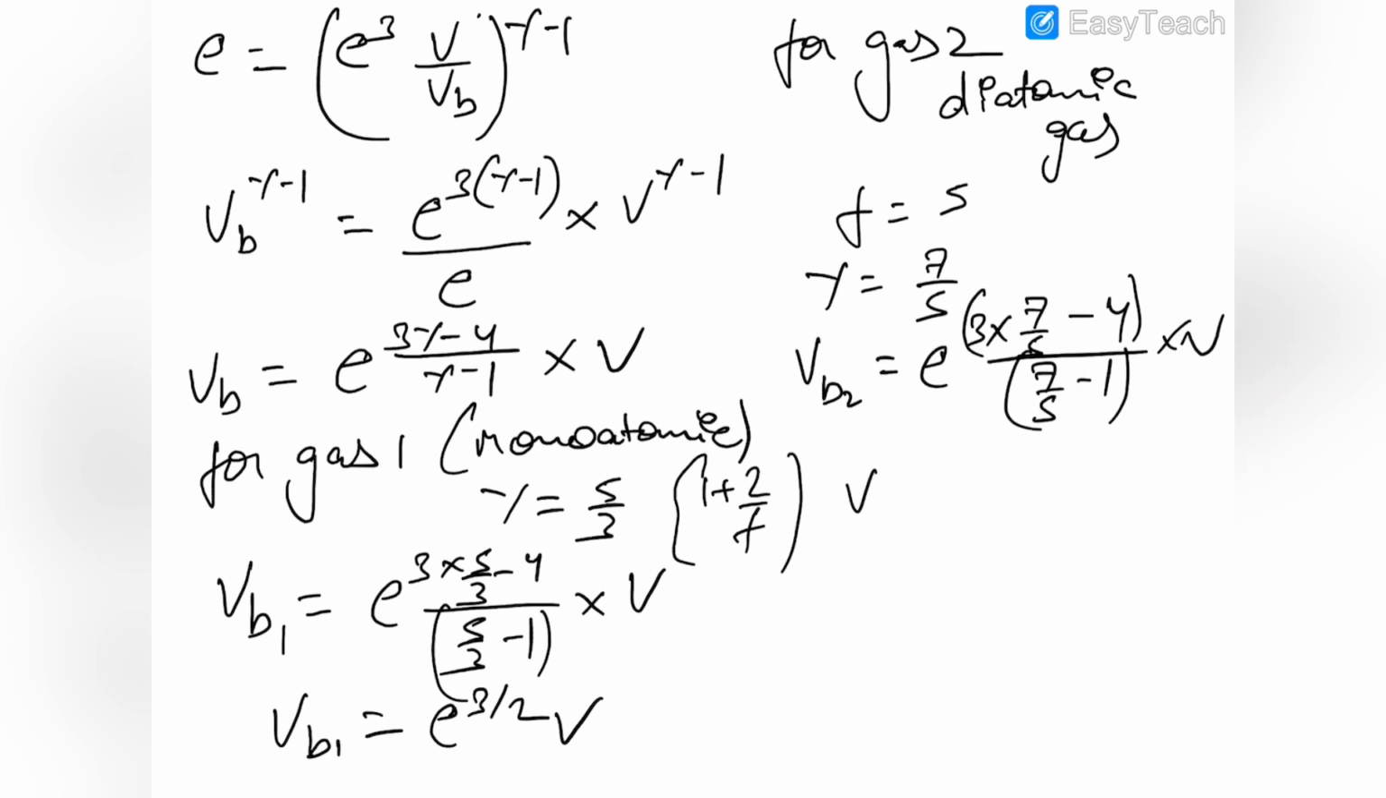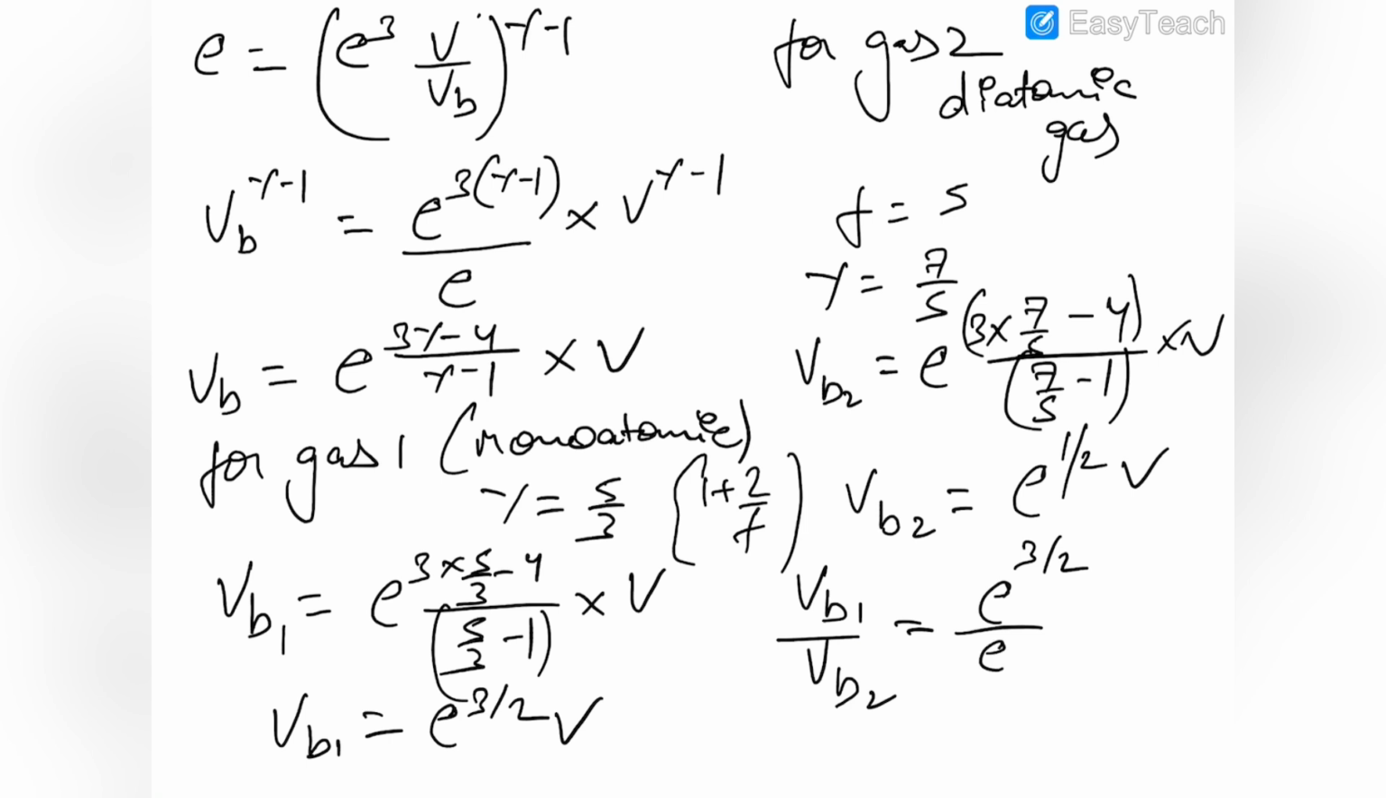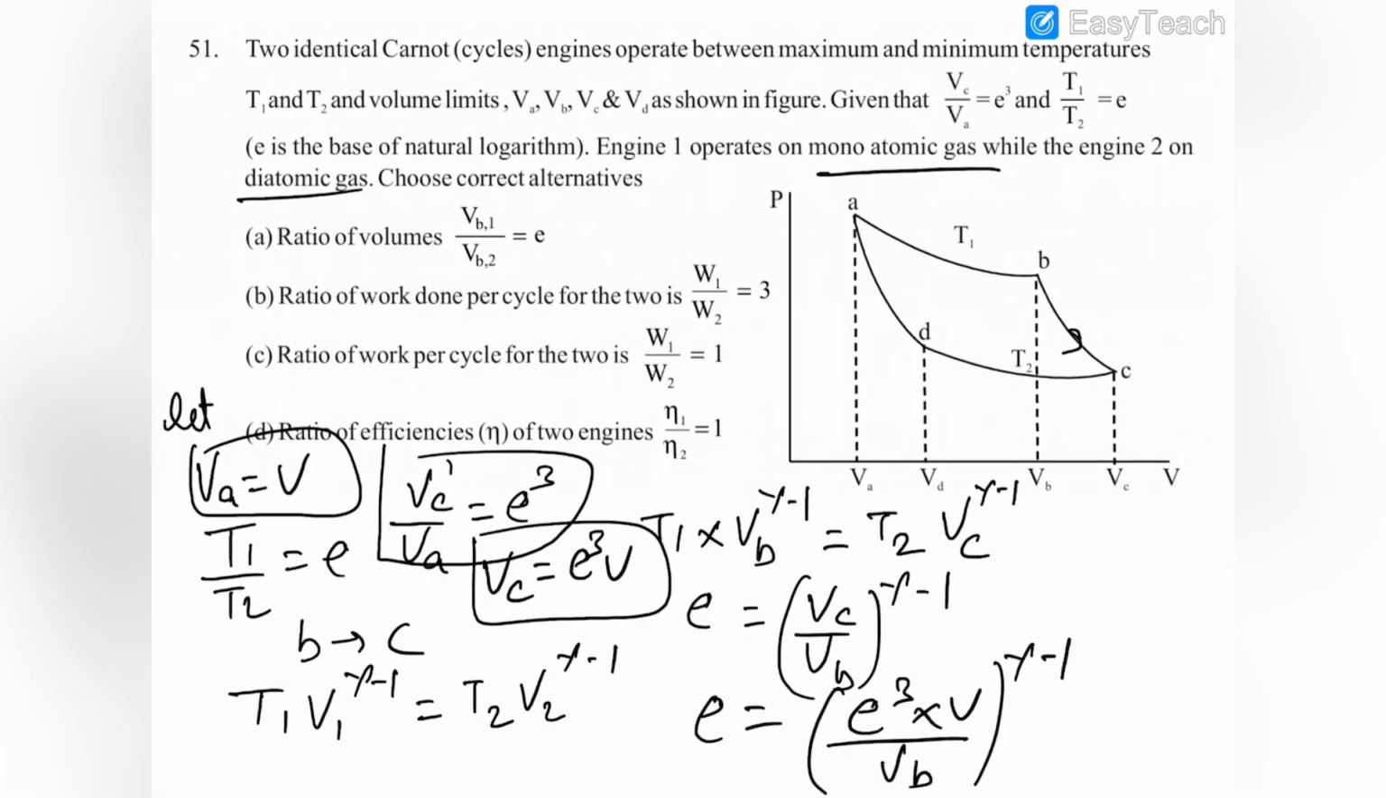So you can see that VB2 will be equal to e to the power 1 by 2 into V. So if we find out VB1 upon VB2, then it is e to the power 3 by 2 upon e to the power 1 by 2. So it would be equal to e. So option number A is correct.